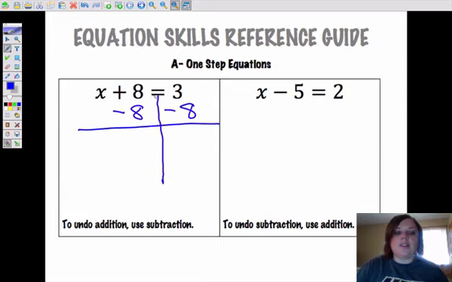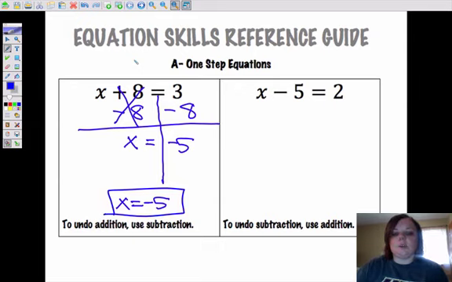Okay, so now I can see that the positive 8, or the plus 8, and the minus 8 will cancel out, and I am left with x equals, and then on this side, 3 minus 8 would give me negative 5. So my final answer: x is equal to negative 5.